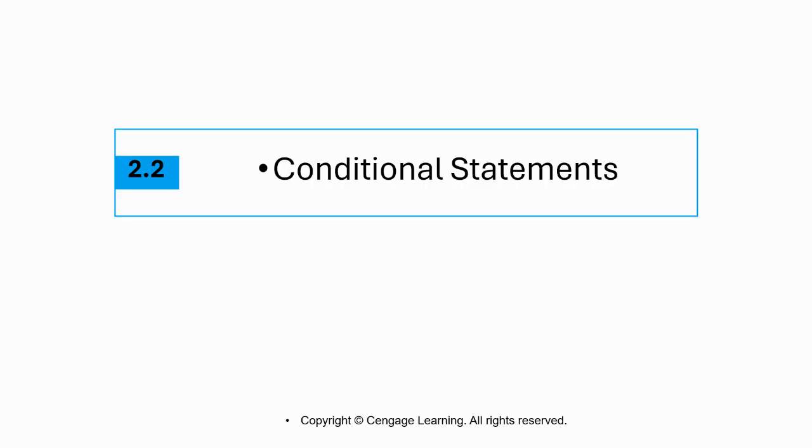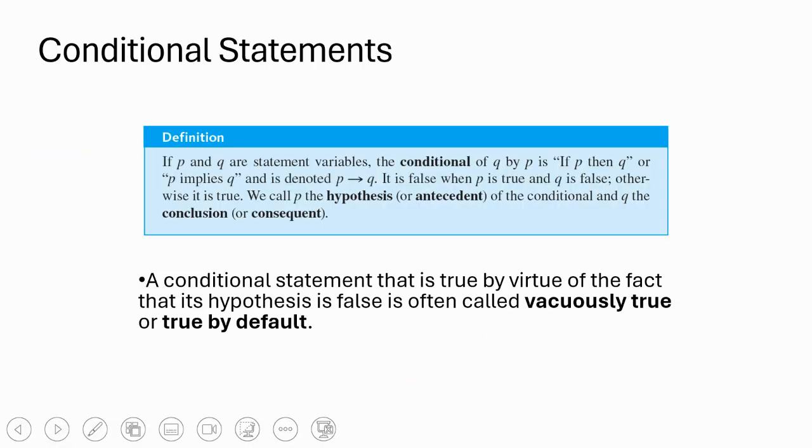Hey guys, let's talk about conditional statements. And we did mention those in the previous section. Conditional statements are statements of the form if P, then Q. So we have a condition. If something happens, then something else will happen.